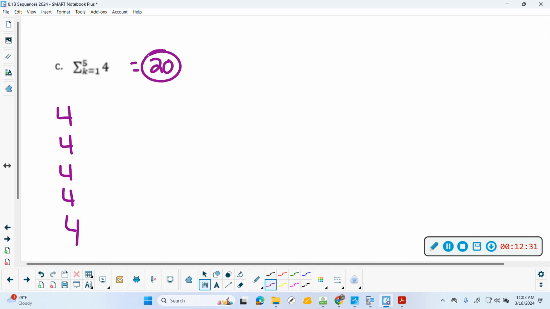Yeah. So that is an example of a constant sequence. There's no variable on the 4, so every single term is 4, just plain 4. You don't even have to do anything.